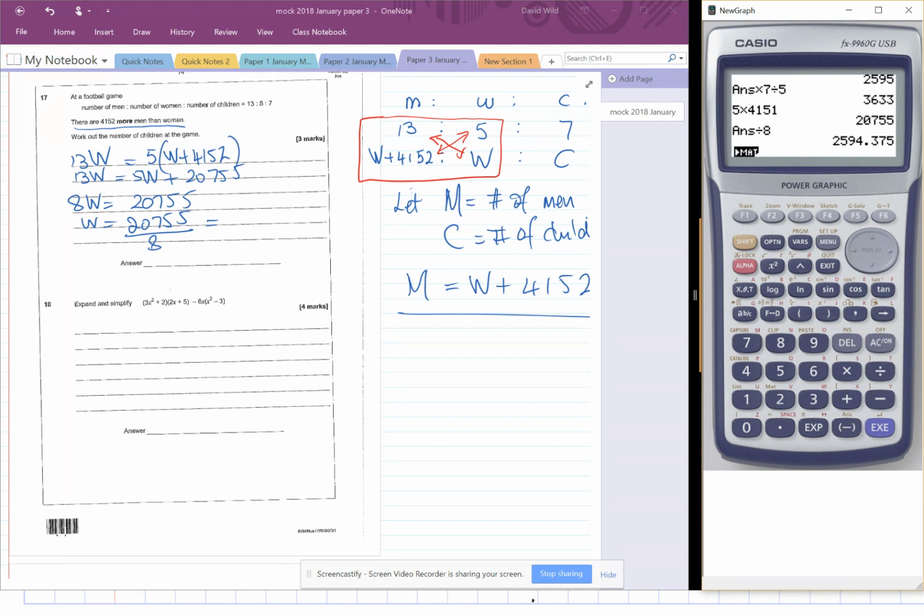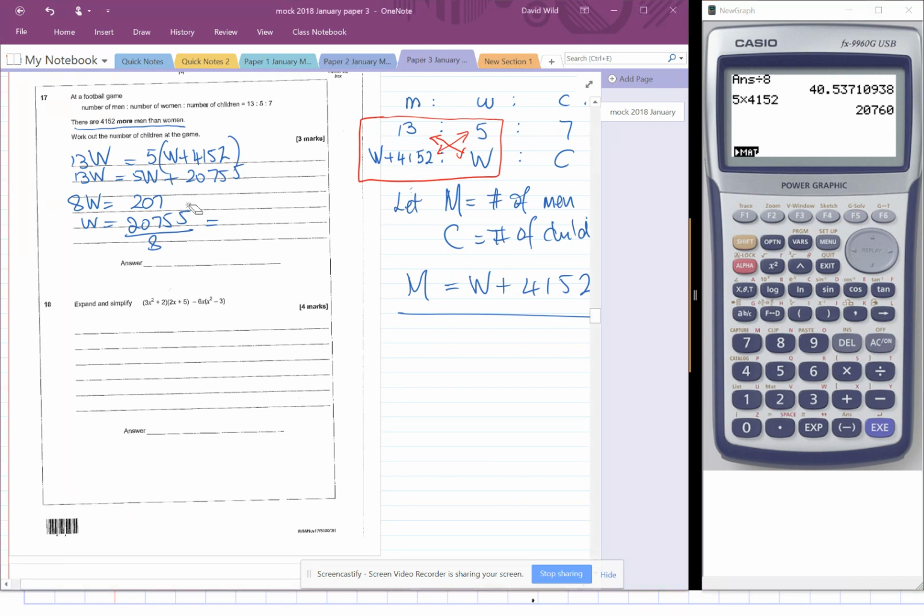It should be 4152, not 4151 here. I shouldn't have had a decimal value for the number of women. So let's fix that. I need to do that again. So we've got 4152 times 5, 5 times 4152, 20,760. Just fix that.